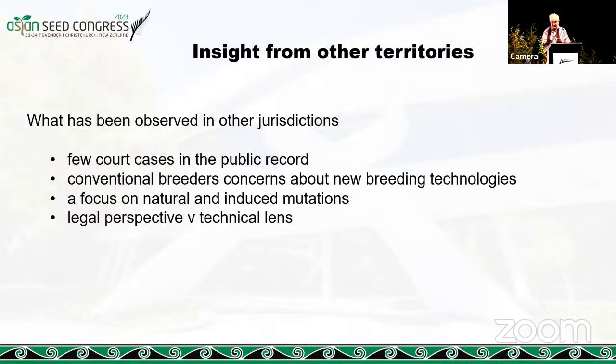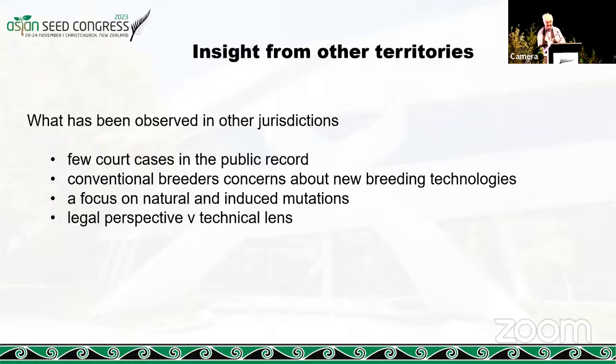Conventional breeders have expressed some concerns about new breeding technologies. There's an element of unease about what is possible now. Conventional breeding takes a long time. You may have spent a decade producing a variety, and then potentially someone comes along with new breeding technologies and it's changed, not quite overnight, but in a relatively short period. So this is some of the talk that we have heard.